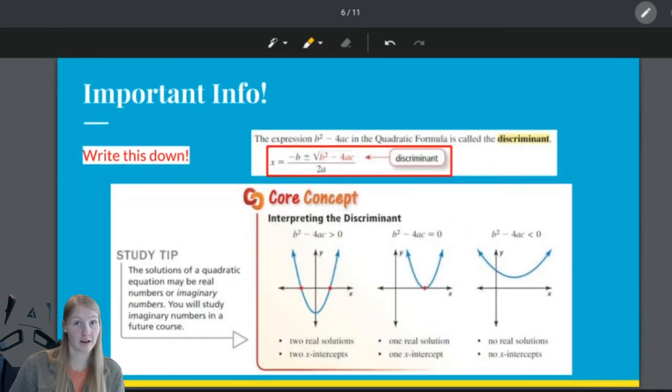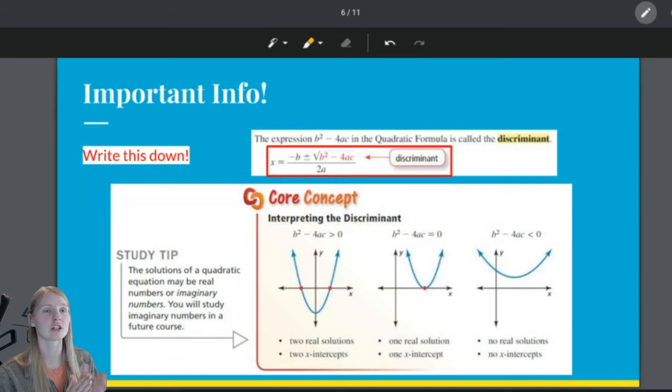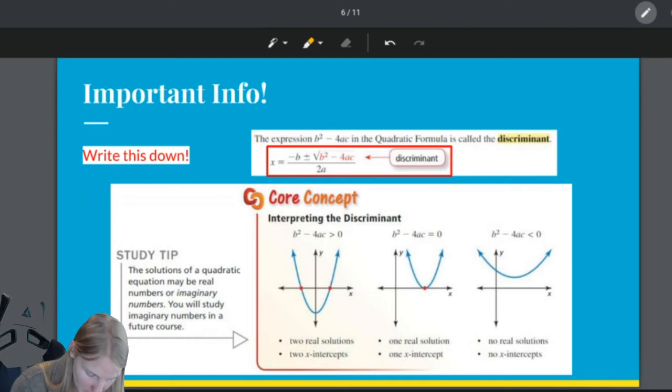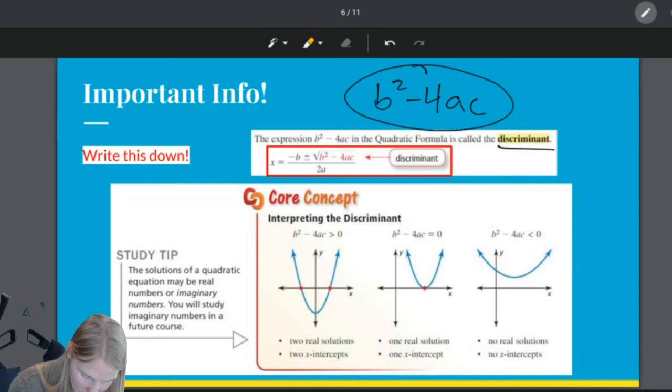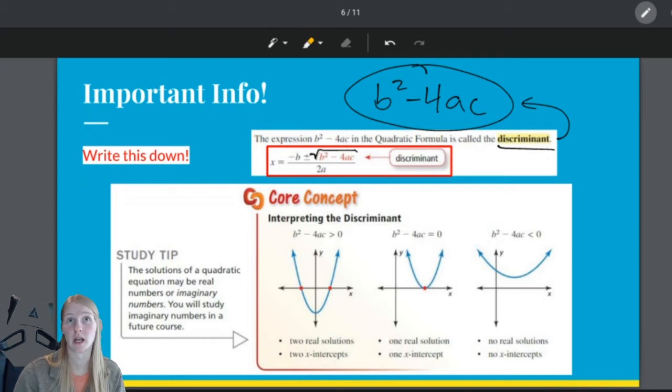Okay, more information. So remember our learning target mentioned the discriminant. Okay, so we're going to talk about what that is now. The discriminant is the b squared minus 4ac. This is the discriminant right here. It's the thing under the square root sign.